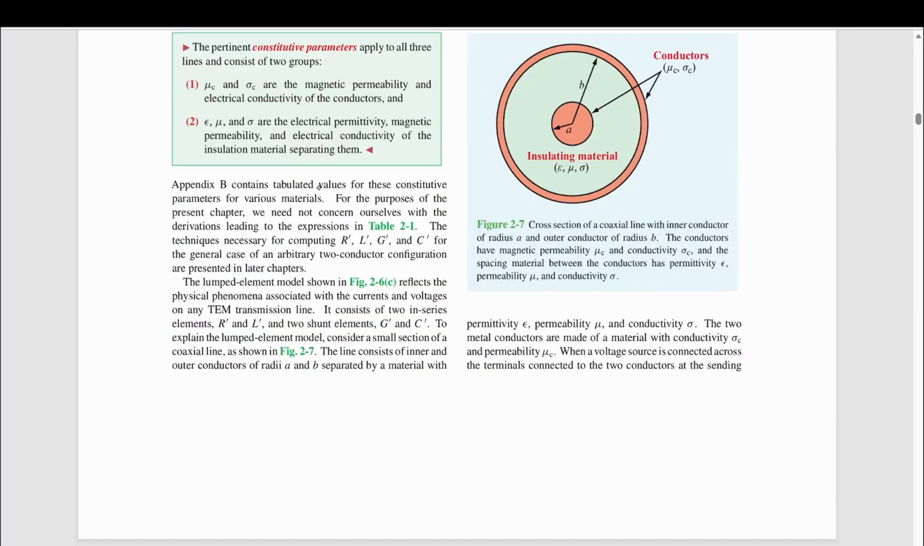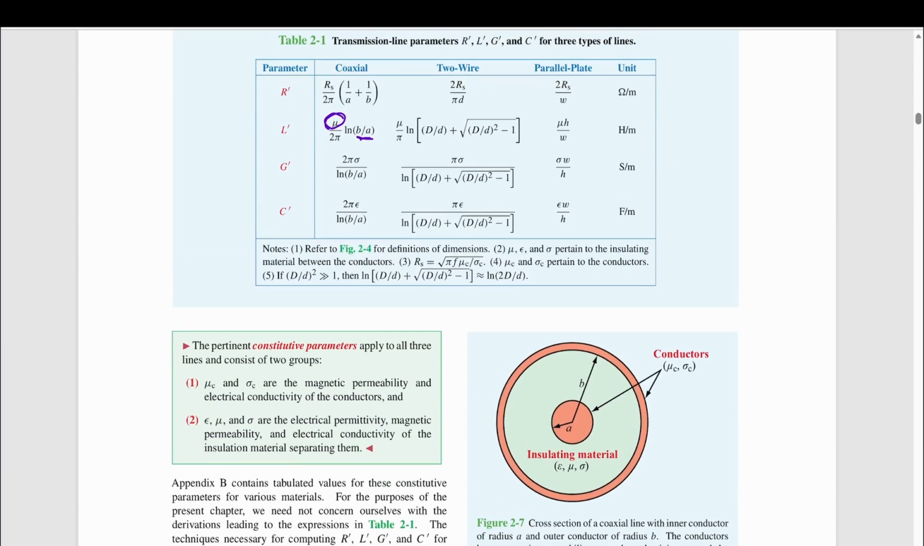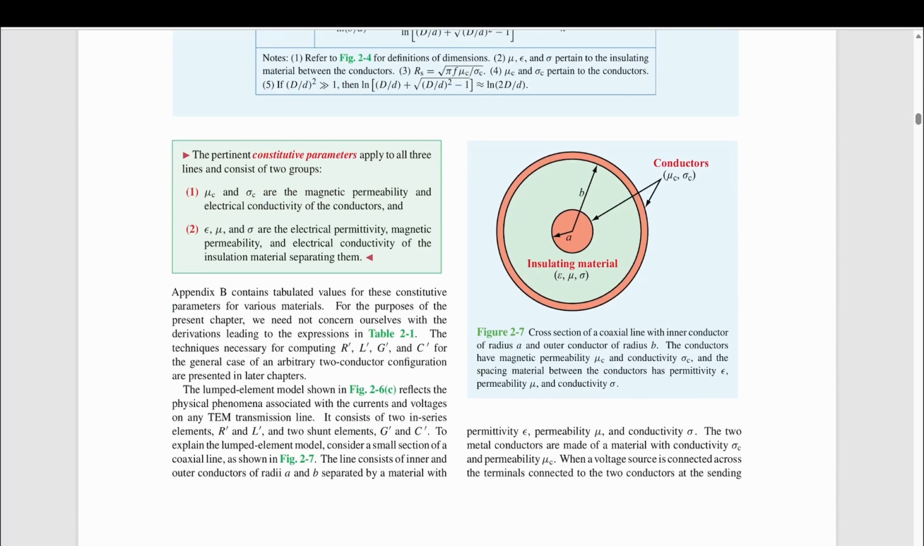Appendix B contains tabulated values for these constitutive parameters for various materials. For the purpose of the present chapter, we need not concern ourselves with the derivations leading to the expressions in table 2.1. So for now, we'll just look at this table as it is. We're not concerned with how it was derived for now. The techniques necessary for computing R', L', G', and C' for the general case of an arbitrary two-conductor configuration are presented in later chapters.